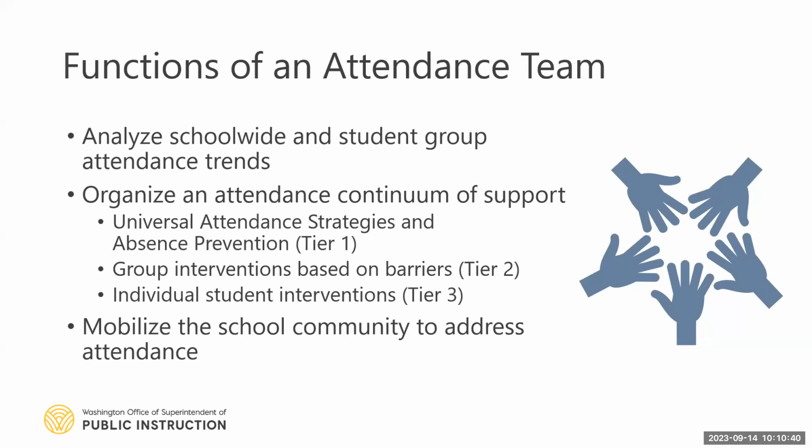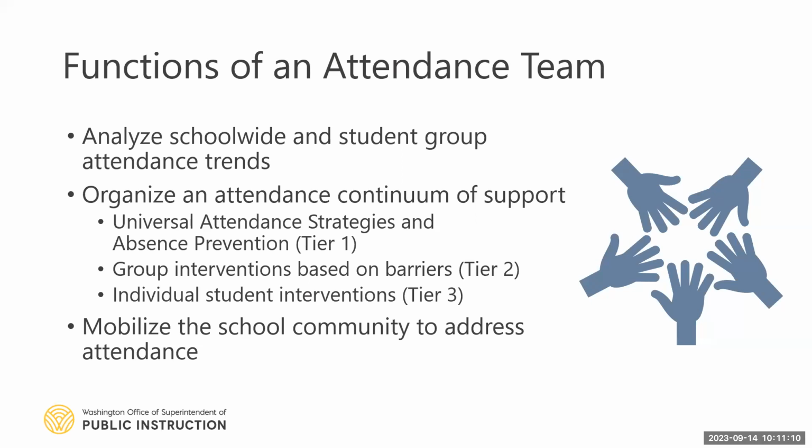The team should also organize an attendance continuum of supports, and that would include universal attendance strategies and absence prevention in Tier 1. We're going to talk a lot about Tier 1, both today and in the next session. They should also look at group interventions based on barriers in Tier 2, and then individual student interventions in Tier 3. And again, we'll talk later about how these functions could be split between multiple teams, but a school should have teams that are addressing all of these functions.